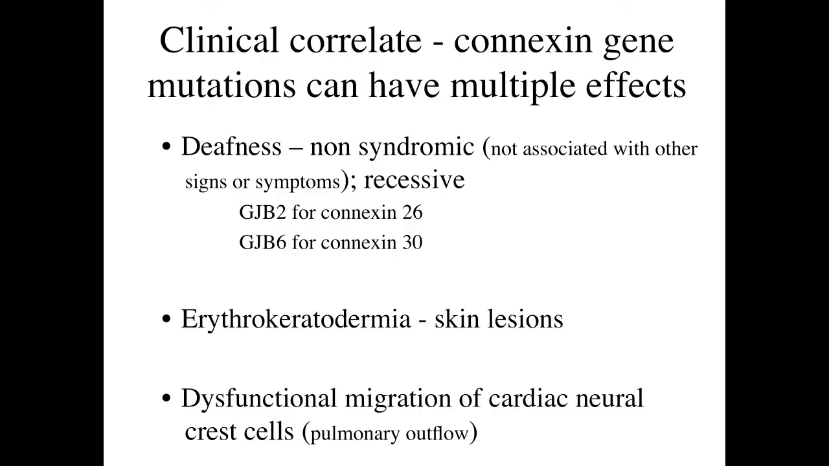Another clinical correlate here, connexin gene mutations appear to have multiple effects. For example, there's a type of deafness called non-syndromic deafness, not associated with any other signs or symptoms, which appears to be an autosomal recessive disorder. There are mutations in 2 different connexin genes that can cause this type of deafness. Mutations in connexin genes might cause various skin lesions. They can also cause dysfunctional migration of cardiac neural crest cells, and this can have significant consequences for pulmonary outflow as the embryos are developing.